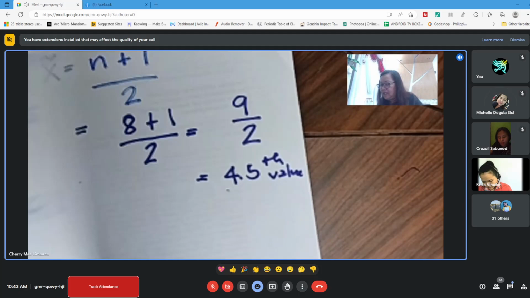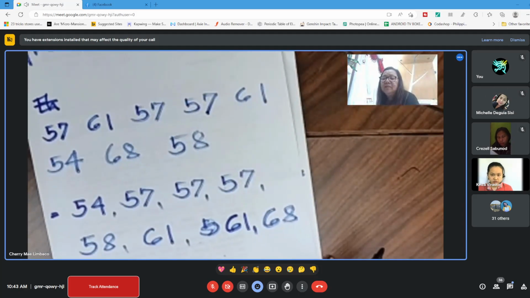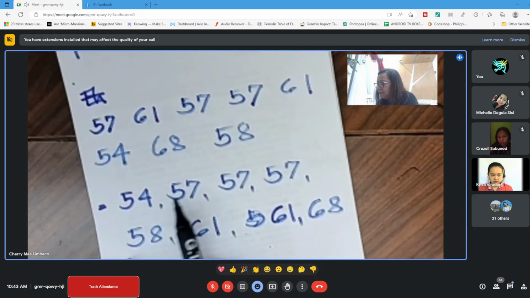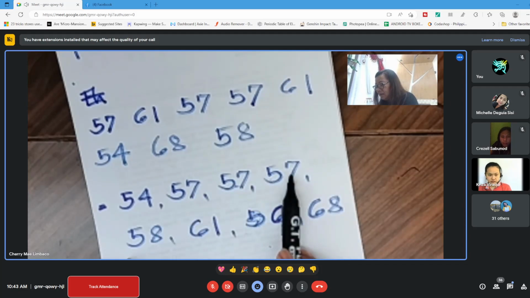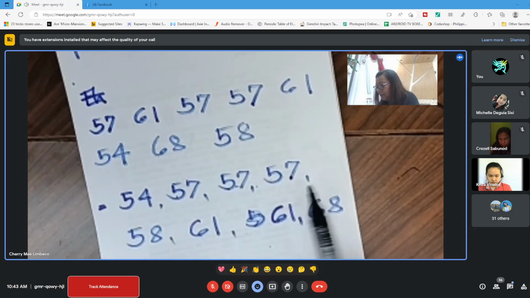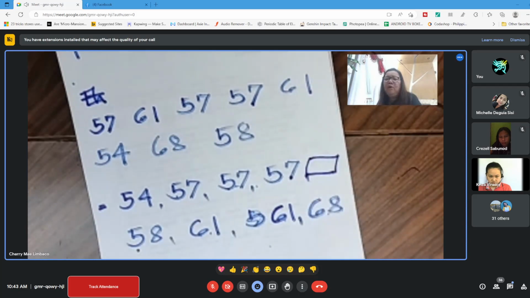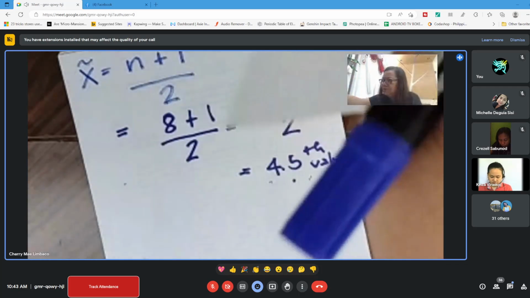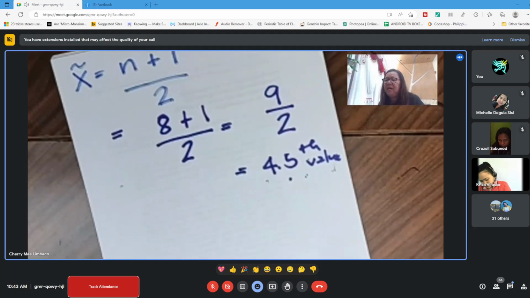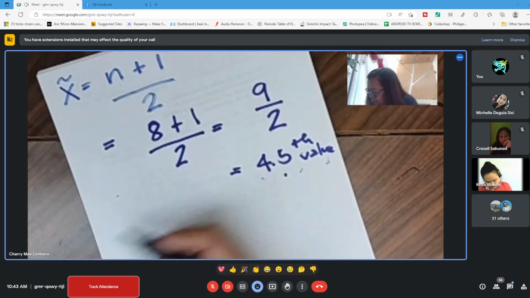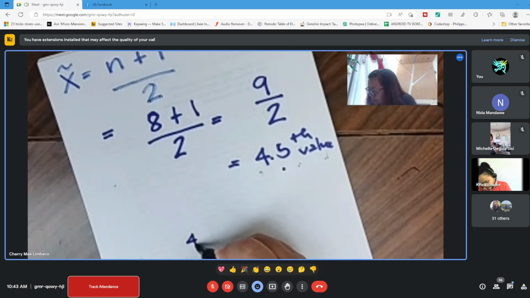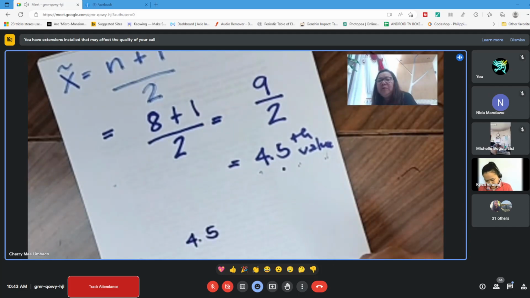But in our array, we have the 1st, 2nd, 3rd, 4th value, and there is no 4.5. So the question is, what is the value at 4.5? How are we going to solve it? We first determine that 4.5 is between what data?